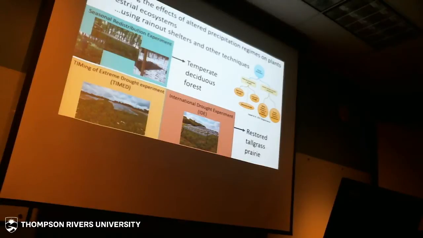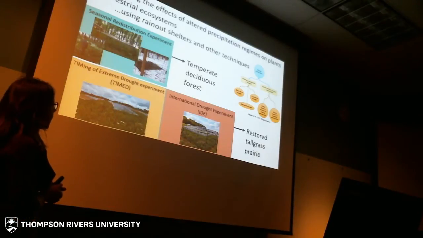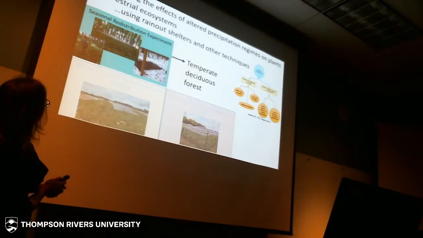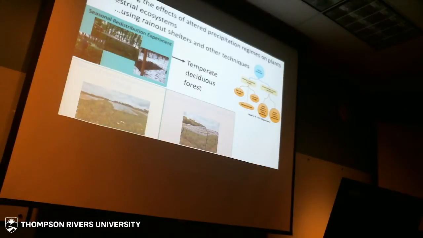And then finally, the other two experiments that I did for my dissertation work were in a restored tall grass prairie. So this used to be an agricultural field before that. It was restored in 2008, I think. So it's a pretty stable ecosystem, and I'll get into that later. But first, I'm going to talk about the temperate deciduous forest experiment.